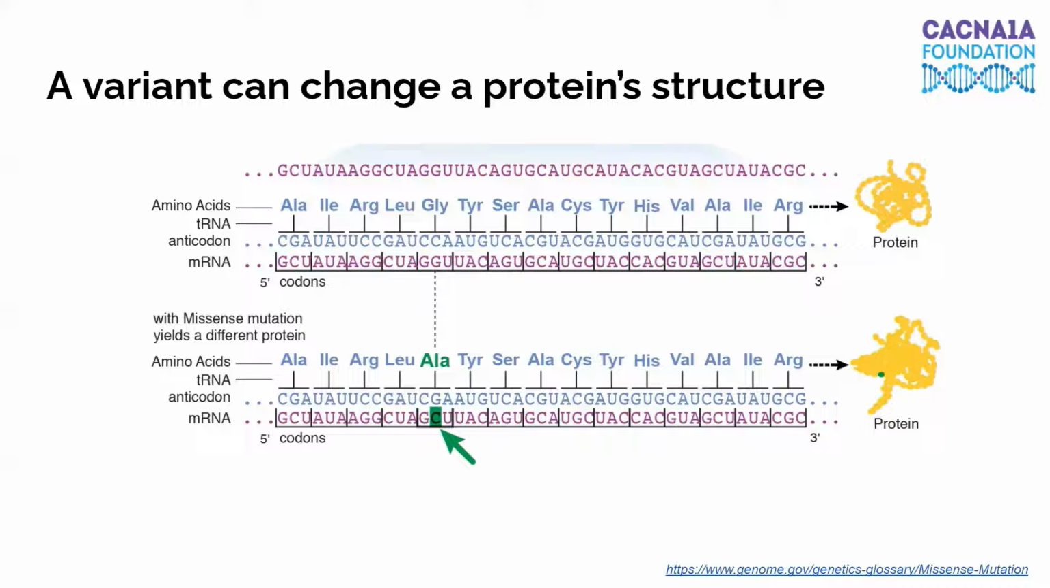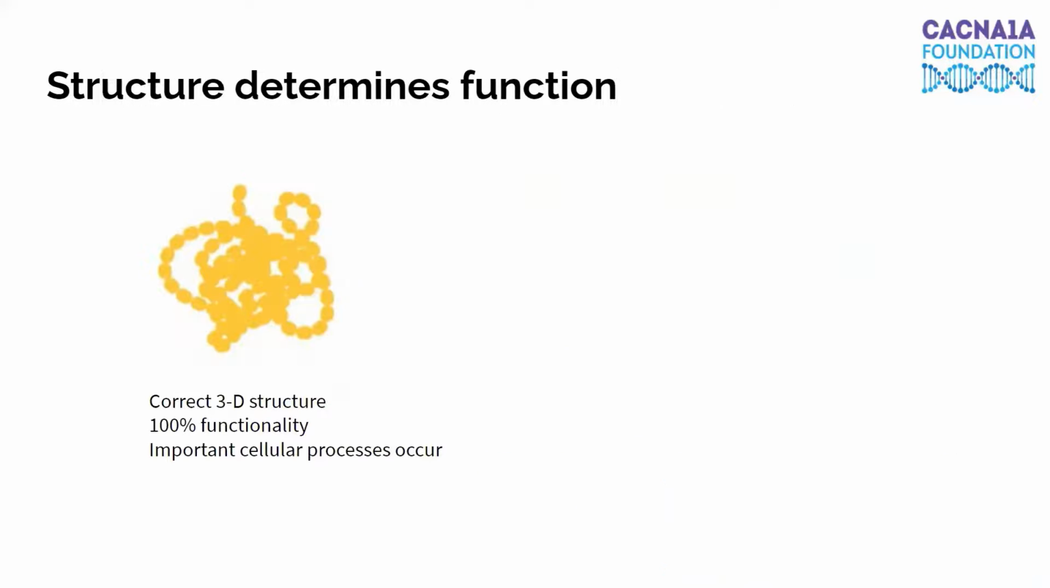So we have our original strand of mRNA on the top. If we look at codon 5, GGU, that encodes for GLY, or glycine. But a single nucleotide change can change all of that. Instead of GGU, which encodes for glycine, we now have GCU, which encodes for a completely different amino acid, ALA, or alanine. So that simple G to C change now results in a very different looking protein from the original one. And structure is important because it determines the function of a protein, or what it's supposed to do.